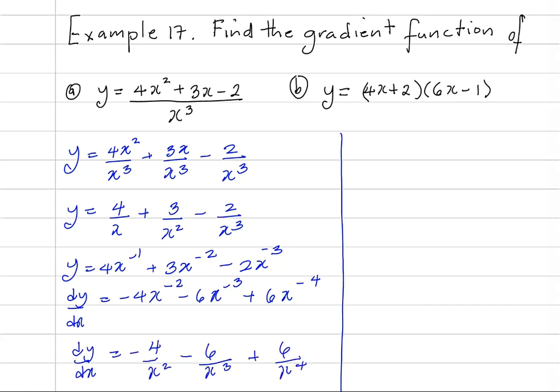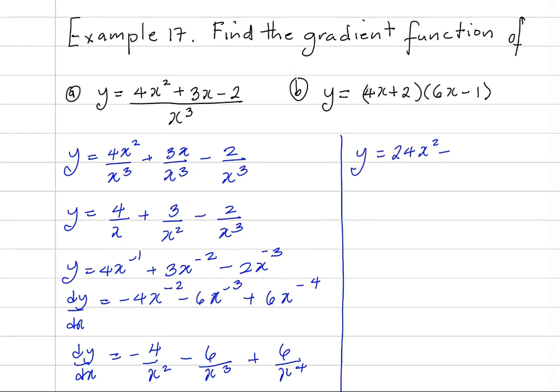Alright, here what we'll do is I would start up by expanding. So we have y is equal to, this is 24x squared, and come over here, I get what? Plus, sorry, that's not plus, that's minus. Minus 4x times 1 is minus 4x. 2 times 6x is 12x. And 2 times minus 1 is minus 2. Alright, so that's us binomial expansion. This is 24x squared plus 8x minus 2.